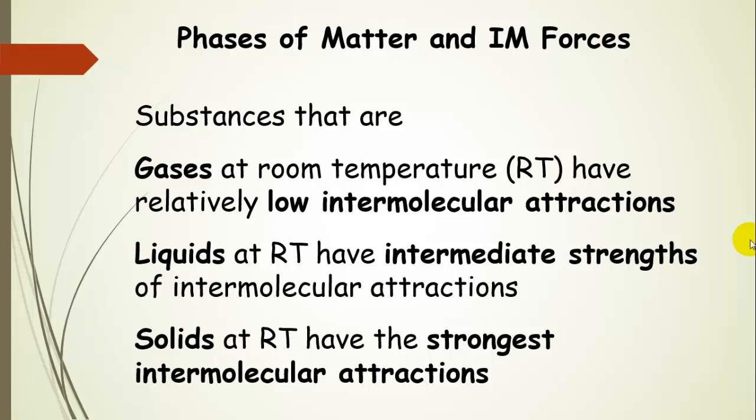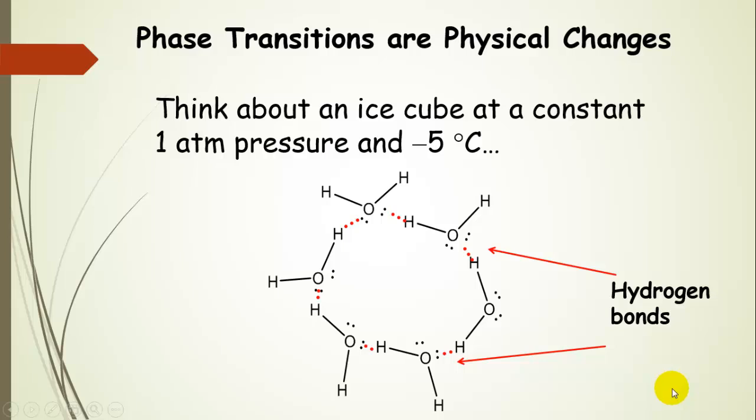And that has to do with the strengths of intermolecular forces. Now we know what those are, and we know how to analyze and assess them. So substances that are gases at room temperature have relatively low intermolecular attractions, whereas solids have the strongest intermolecular attractions at the same temperature. And liquids are somewhere in between, so they have intermediate strengths of attractions.